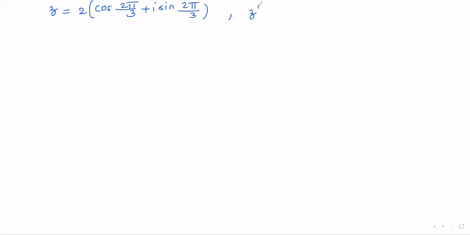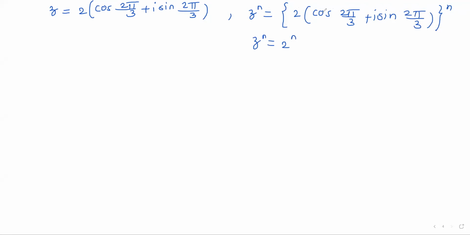So if z is this, then what will be z raised to n? z raised to n will be 2 raised to n, or you can use de Moivre's theorem. This will be 2 into cos of 2 pi by 3 plus i into sine of 2 pi by 3, all raised to n. So z raised to n is equal to 2 raised to n, and using de Moivre's theorem, n will be multiplied to theta, and therefore this will become cos of 2n pi by 3 plus i into sine of 2n pi by 3. So you have z raised to n, right?